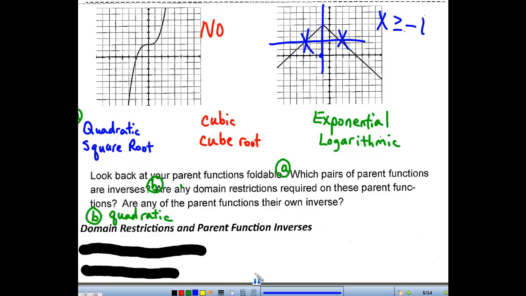And the last question says, are any of the parent functions their own inverse? So look back at your parent function foldable. Which one is its own inverse? You should have seen that that was linear. You do need to know all of this for your test, so make sure you write it down. This concludes Day 2 of your Inverse Foldable, Unit 3.